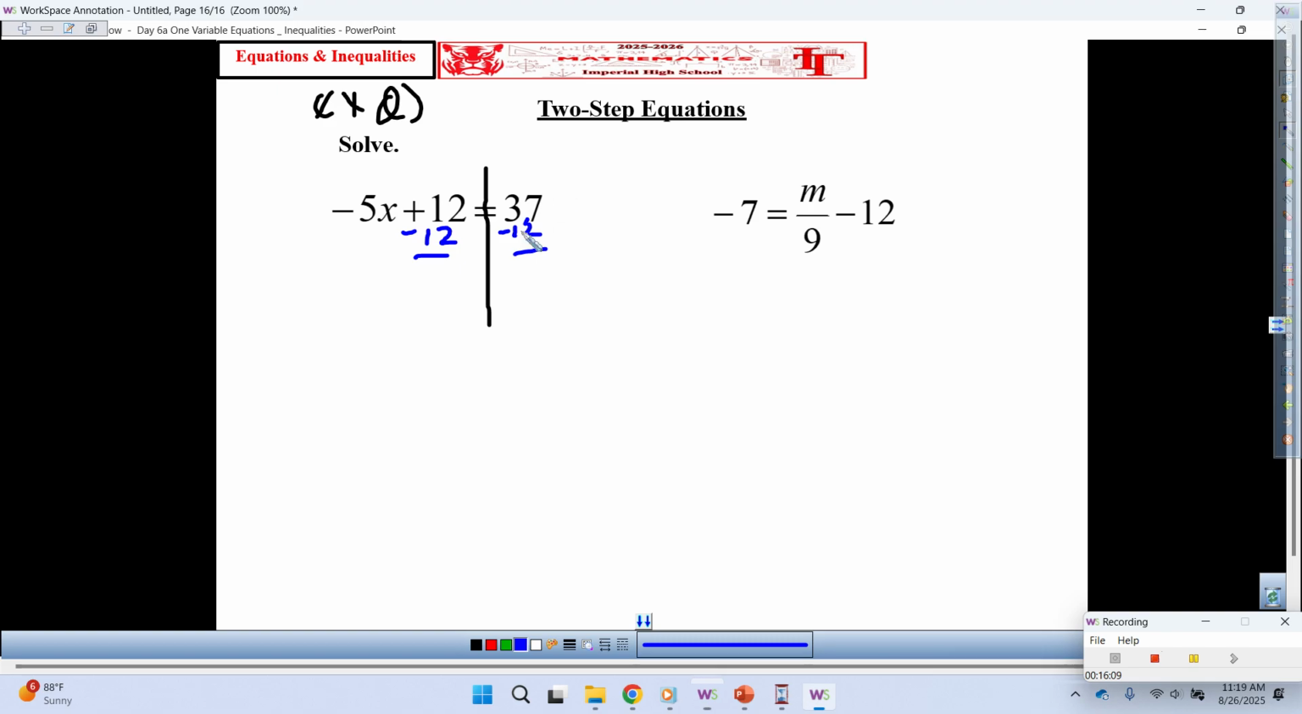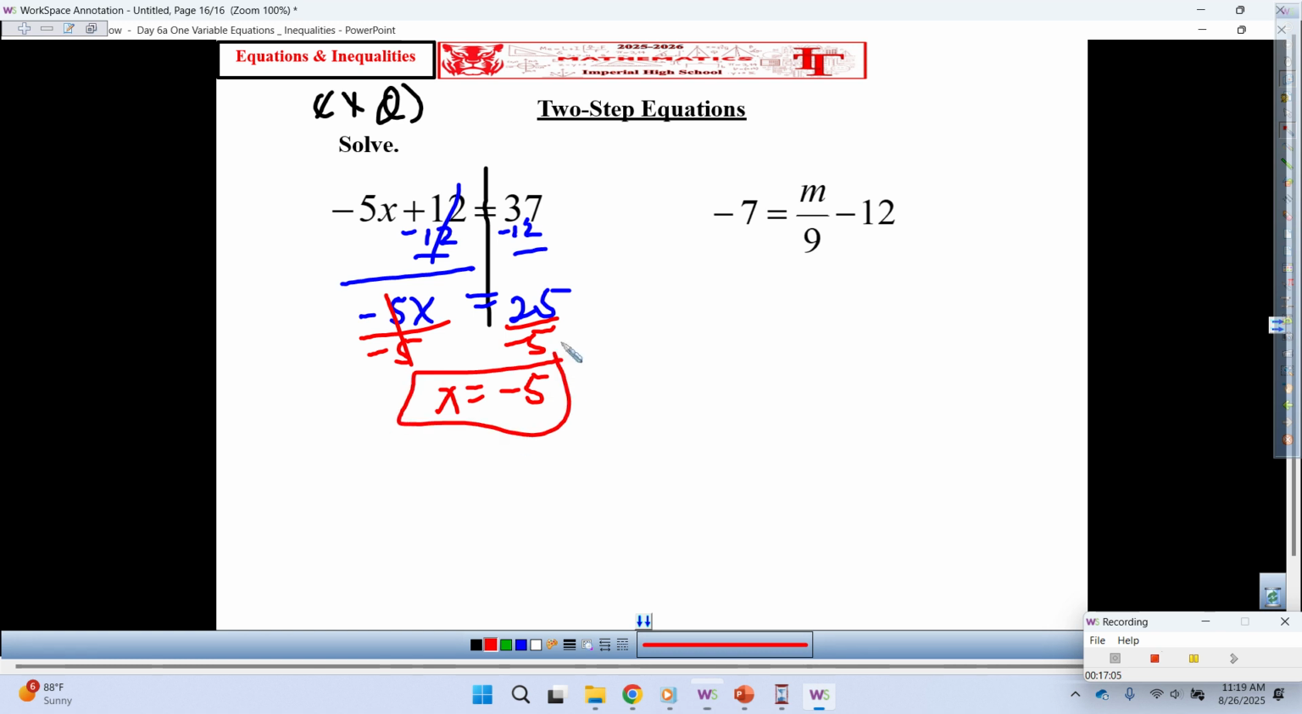Thank you. Next, this cancels. We're left with negative 5x equals 25. Are we done leaving the x by itself? No. Divide by negative 5. x equals negative 5. So, let's do the next one together.